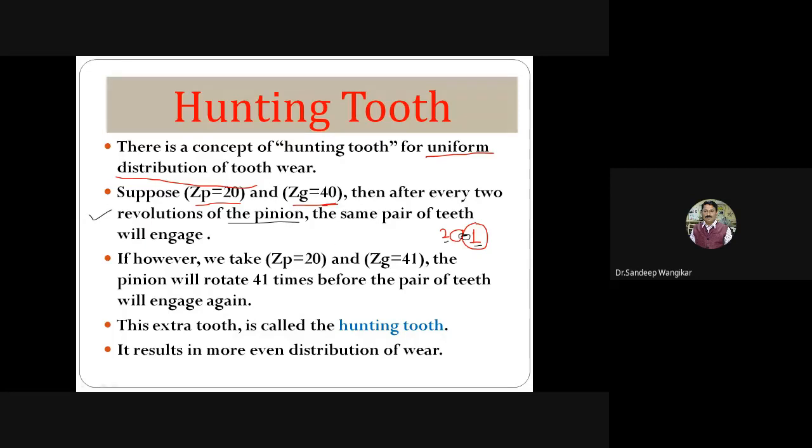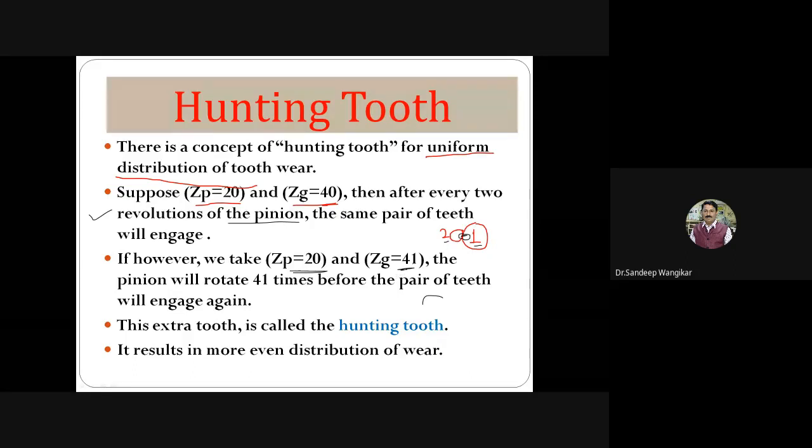If this concept is understood, okay, no problem. Now, 1 tooth is added in the gear. See now. However, we take ZP equal to 20. ZP, no problem, it is 20 only. ZG, number of teeth on gear, is taken as 41. 1 tooth is added. See here, in the previous case it is 40. In the current case it is 41. So 1 tooth is added in the gear.